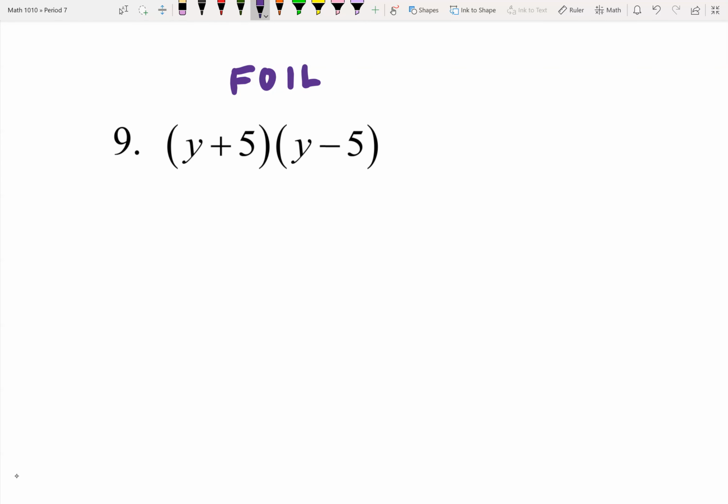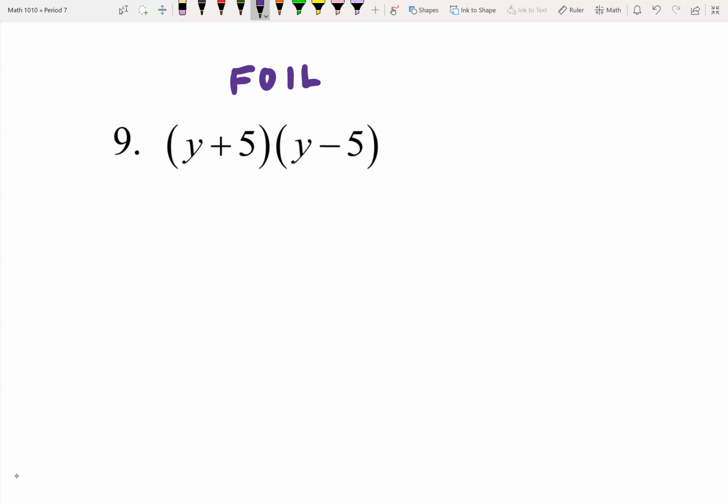I don't really have to FOIL. Can someone tell me what's going to happen when I do FOIL? The negative 5 and then the positive 5 are going to cross out, so you won't have a middle number? Yeah, so the outside is negative 5y, inside is positive 5y, negative 5y, positive 5y, those go away.